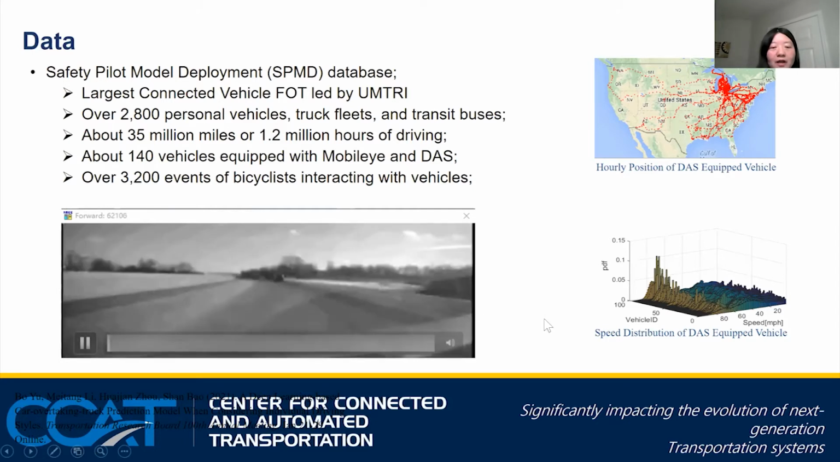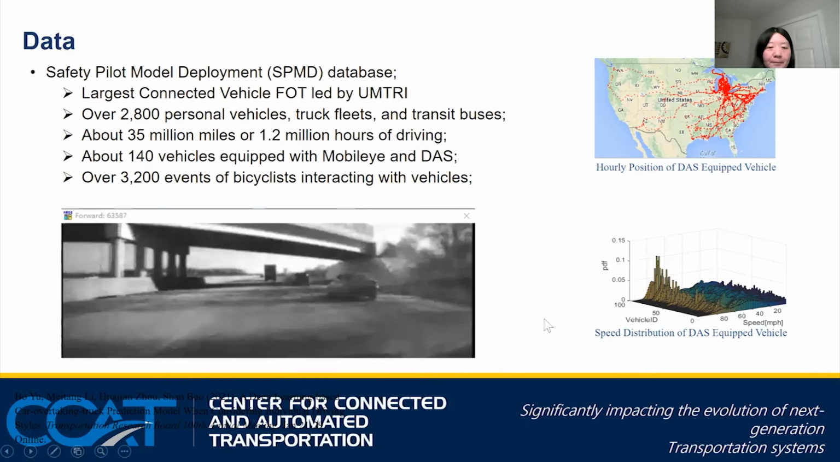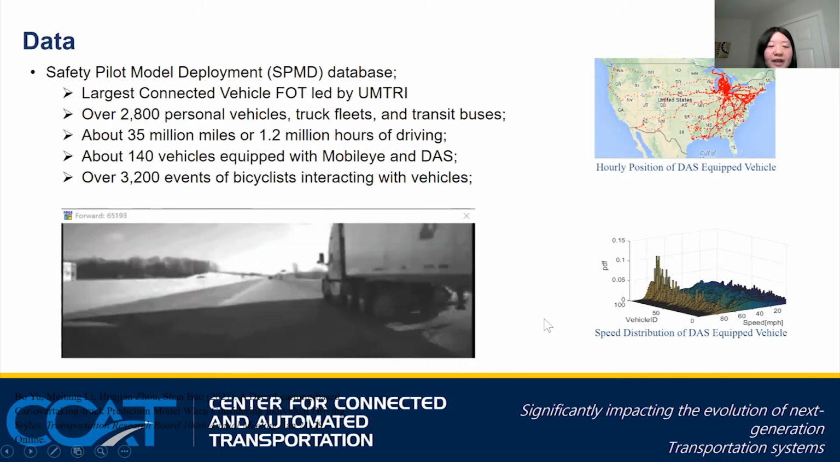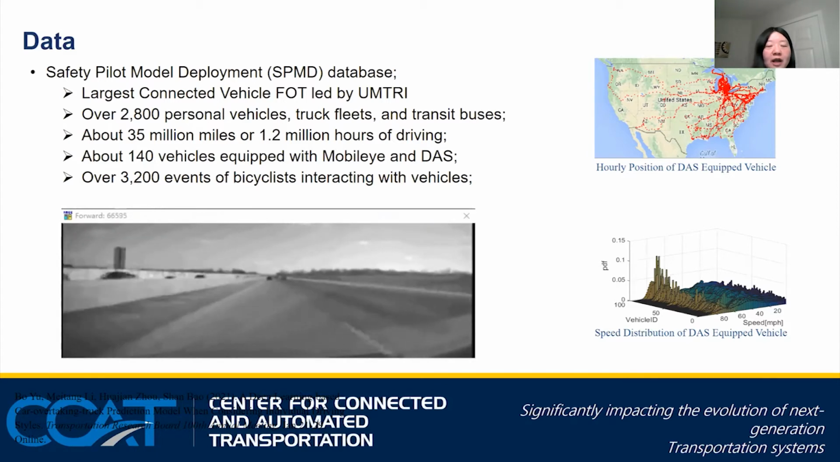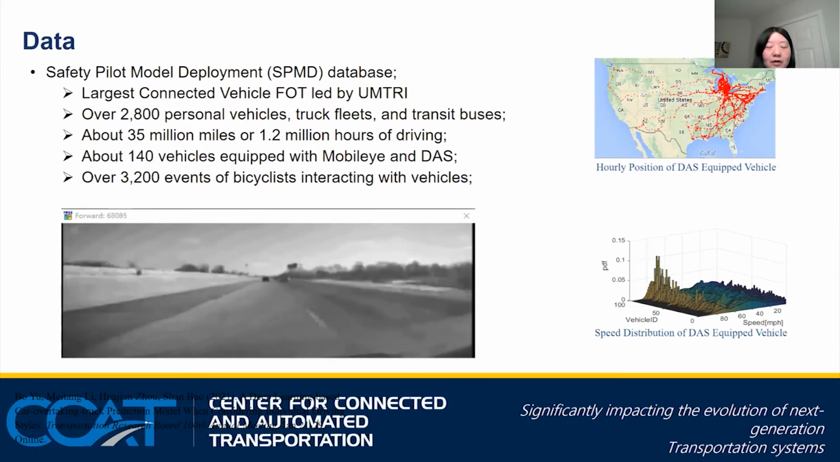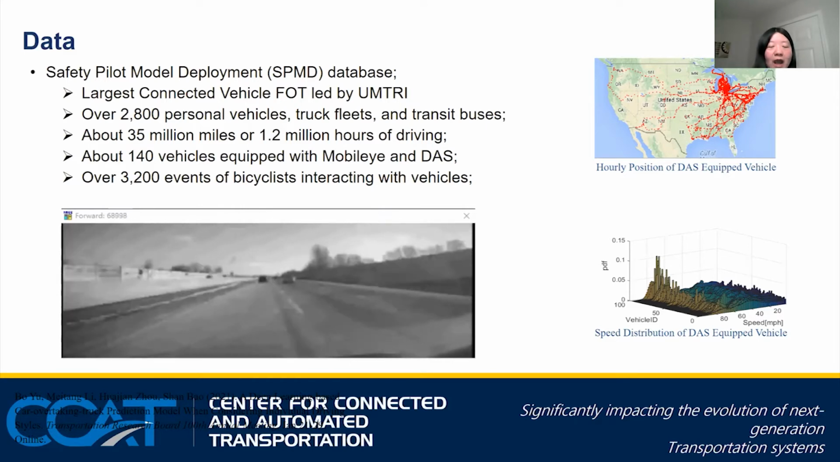This is one example of the car overtaking truck events captured in the Safety Pilot data sets. As you can see, we have the front view to tell what is going on in the scenario during the overtaking event. And this shows where the SPMD participants' vehicles have traveled. This is the speed distribution of those 140 fully equipped vehicles.